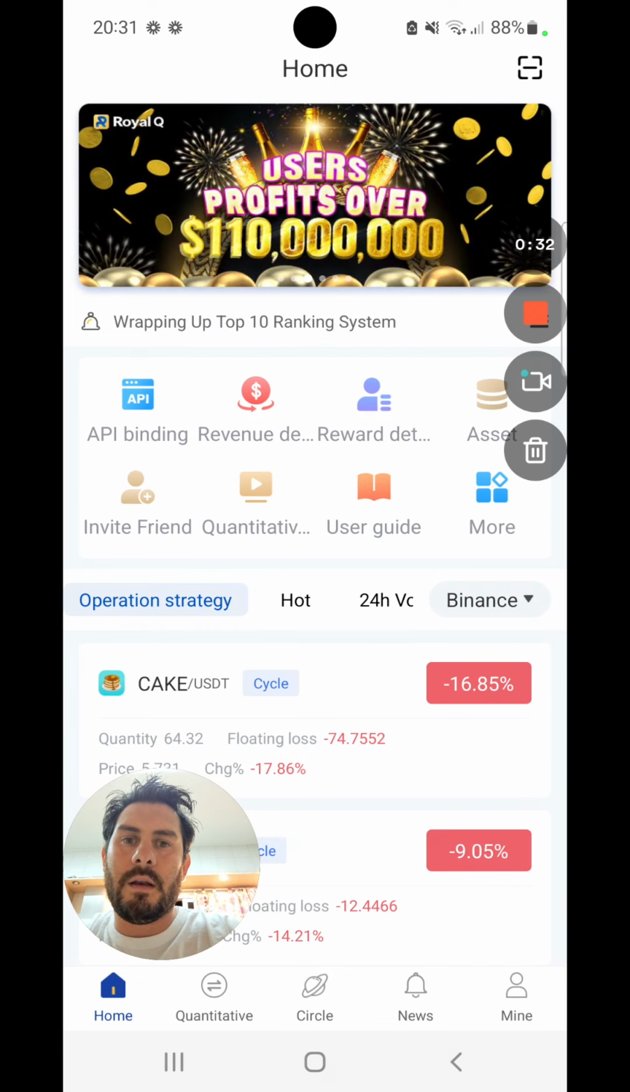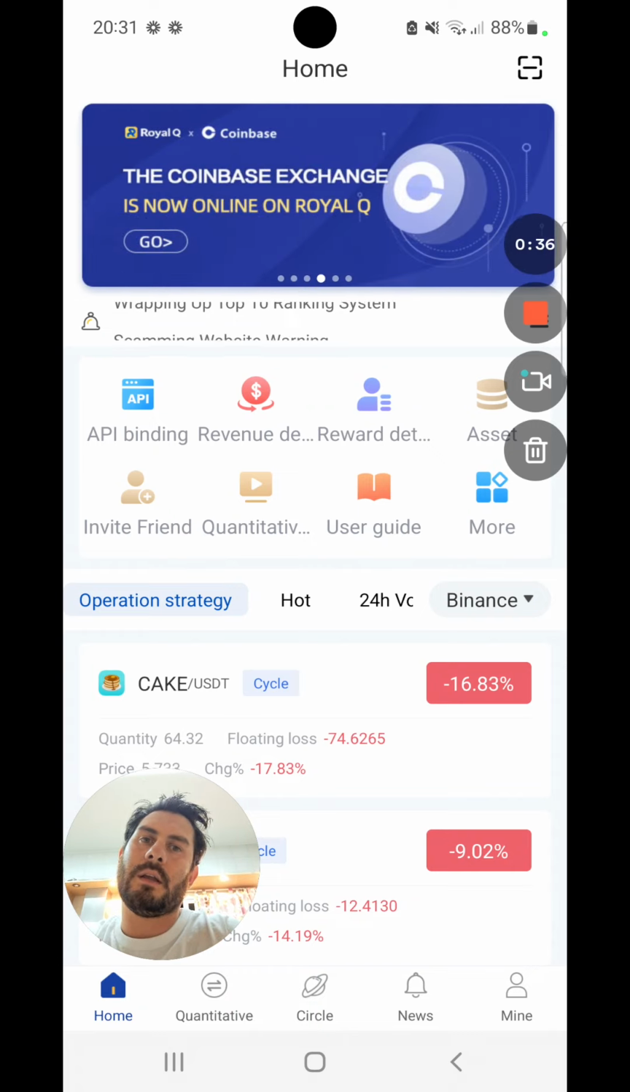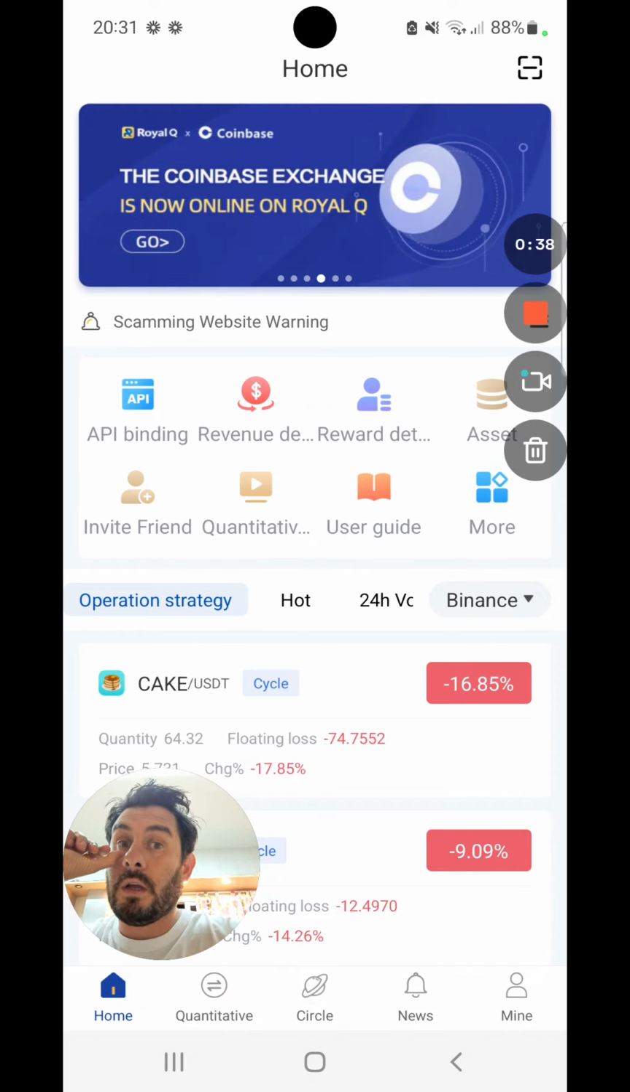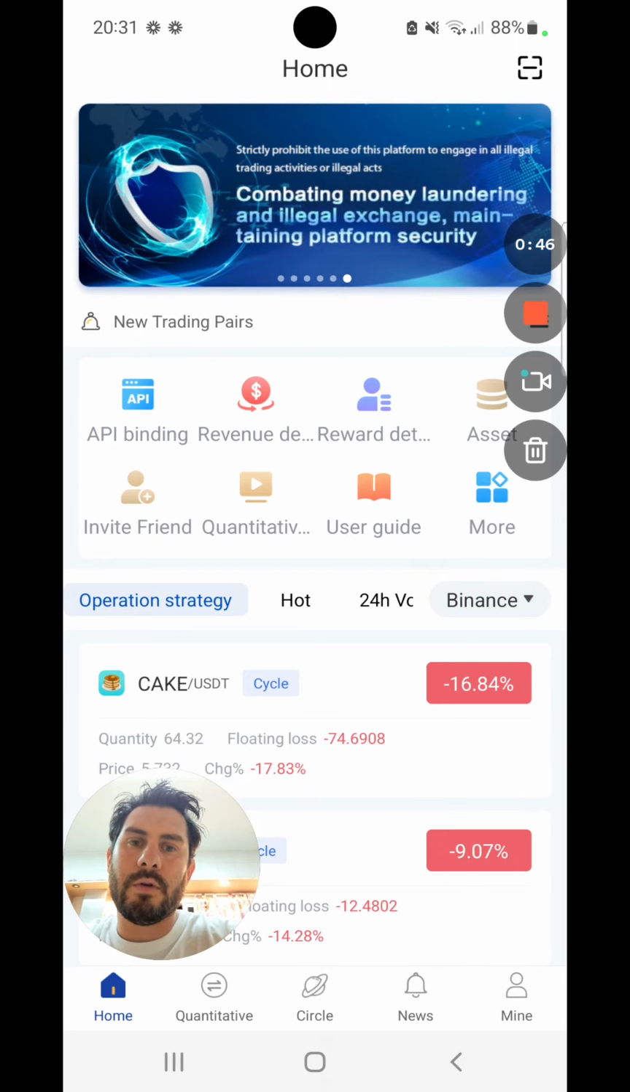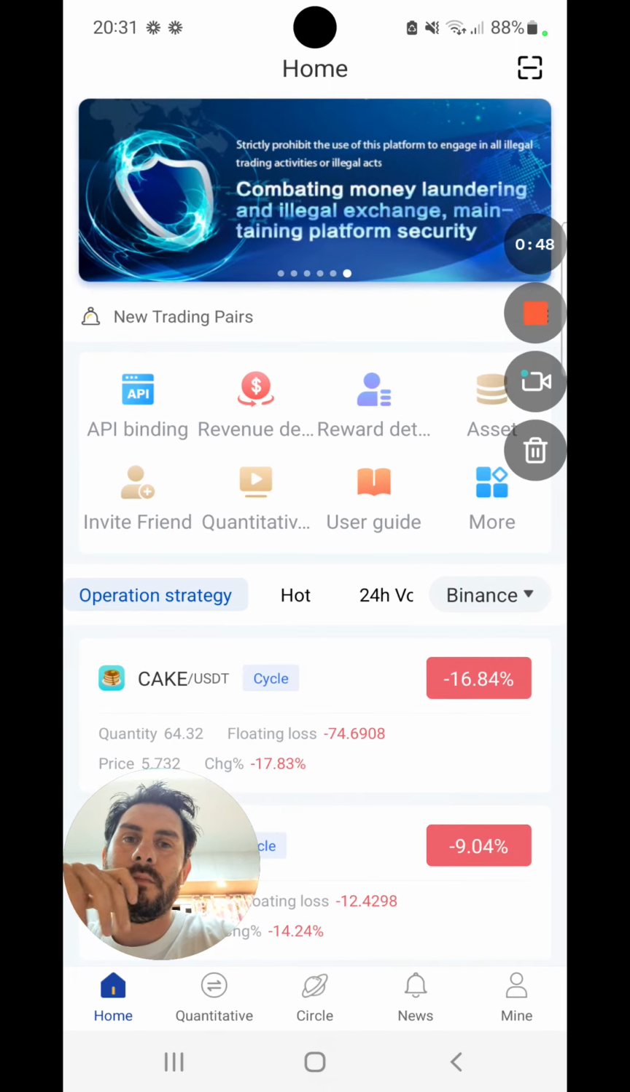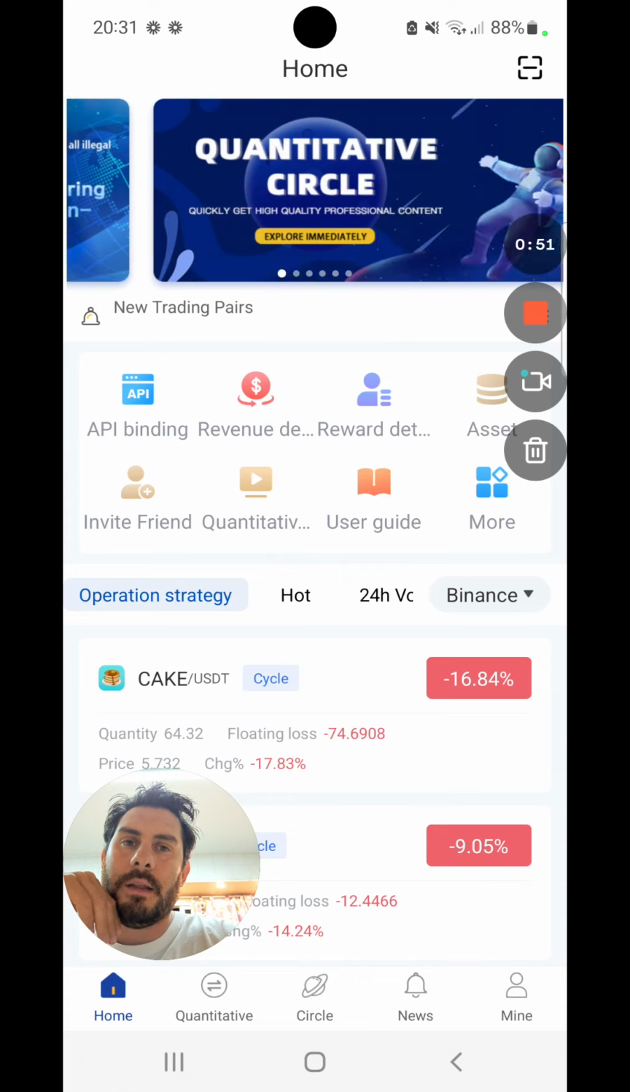Basically, it's an API that's being connected, like Roger Q is connected through Binance through an API, so it's making Binance buy and sell the crypto that you choose, and it's making like daily profit.